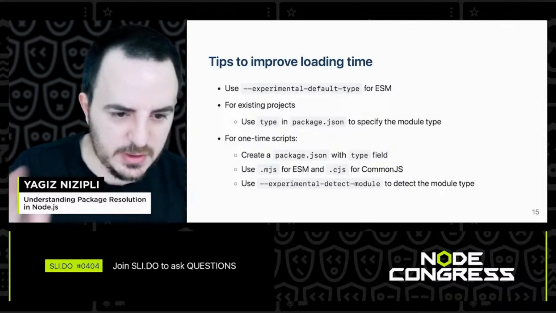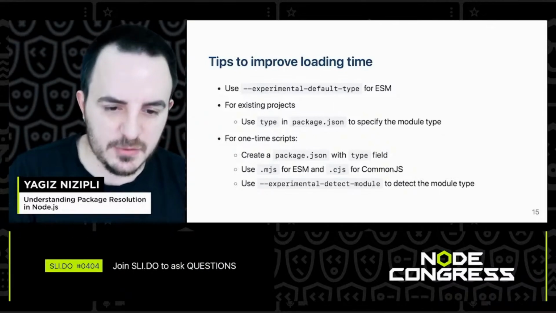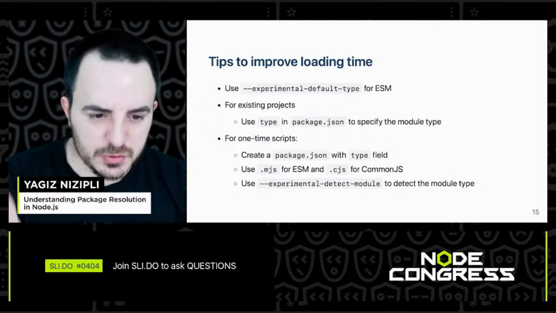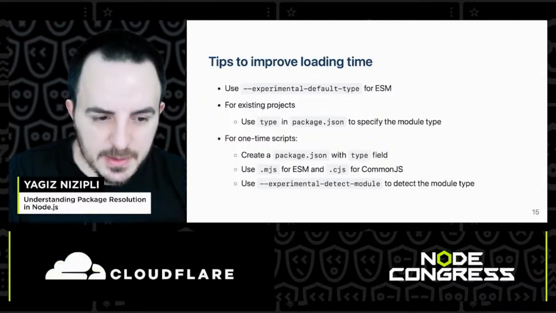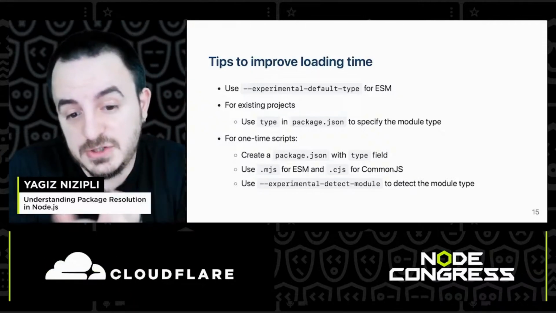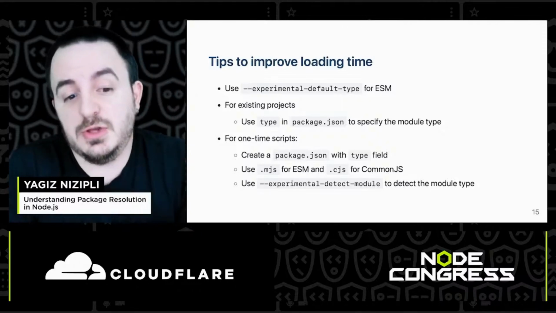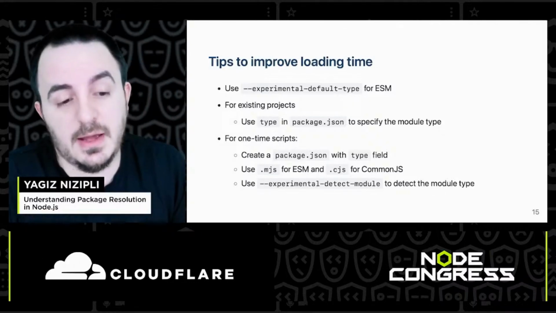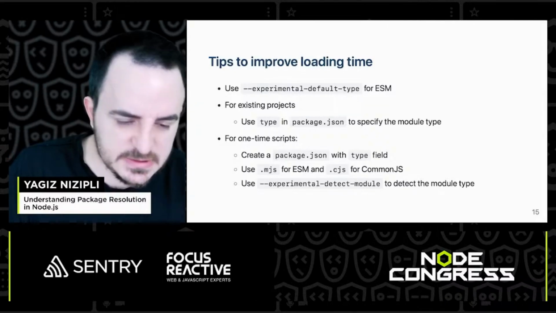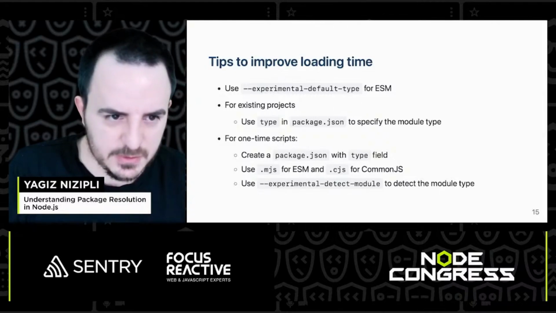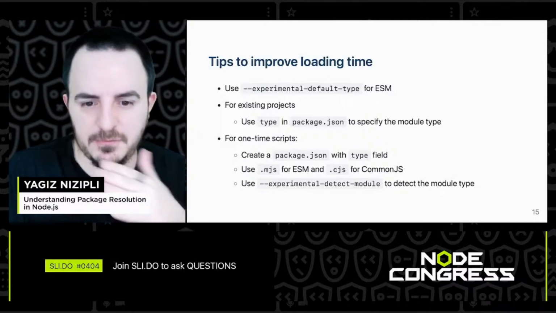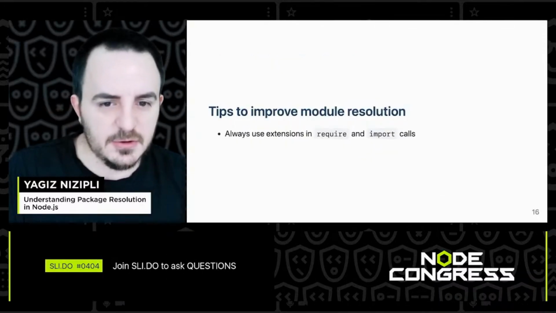If you don't want to have a package.json, you should use .mjs for ESM and .cjs for CommonJS. Of course, this hints to us if it's an ESM or a CJS. On top of that, you can use experimental detect module if you just want to write .js but you don't want to care about extensions or package.json. But know that this is an experimental flag and it has some issues. On top of that, you can use experimental default type for ESM if you want to go straight to the ESM path.